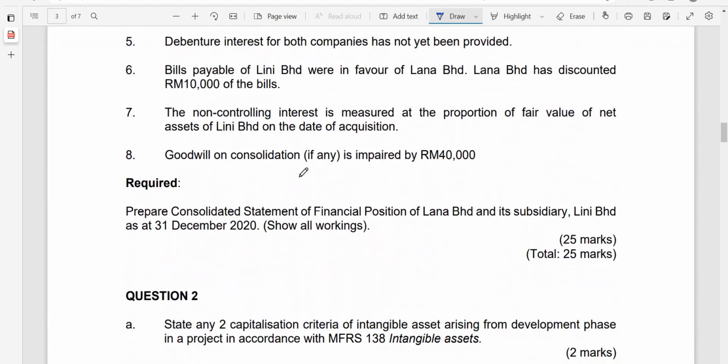What are you asked to prepare? You're asked to prepare the consolidated statement of financial position, and you are asked to show the relevant workings for the year, here as at 31st of December 2020. When you are asked to prepare the consolidated statement of financial position, there are a few things that you need to do. You need to show, of course, the calculation of the goodwill and or maybe bargain purchase.